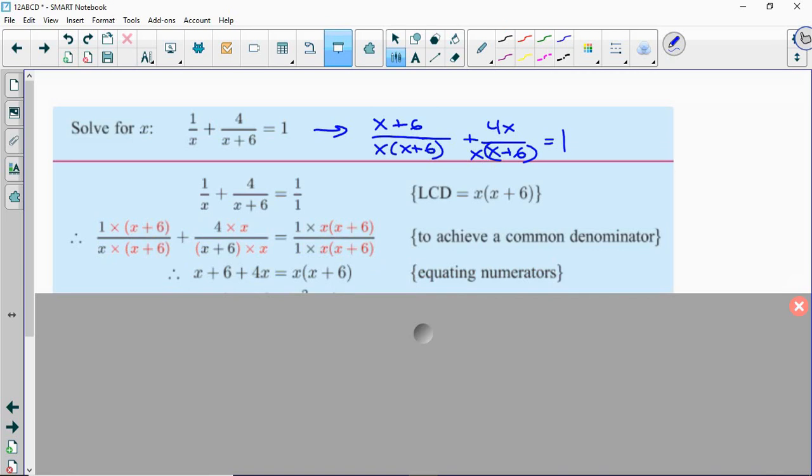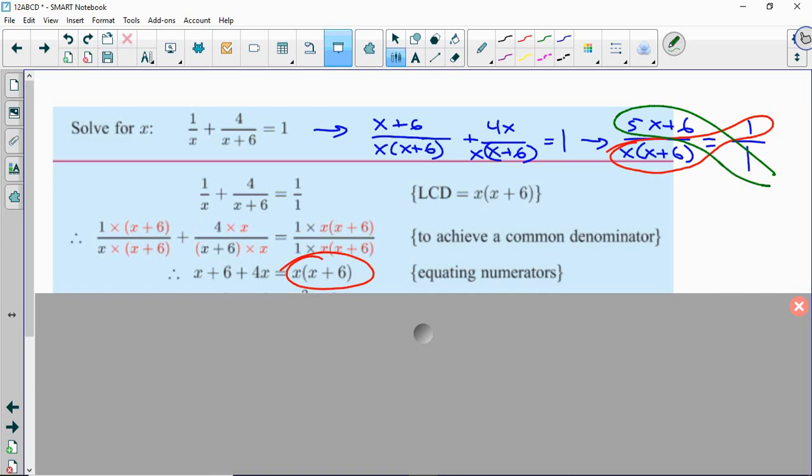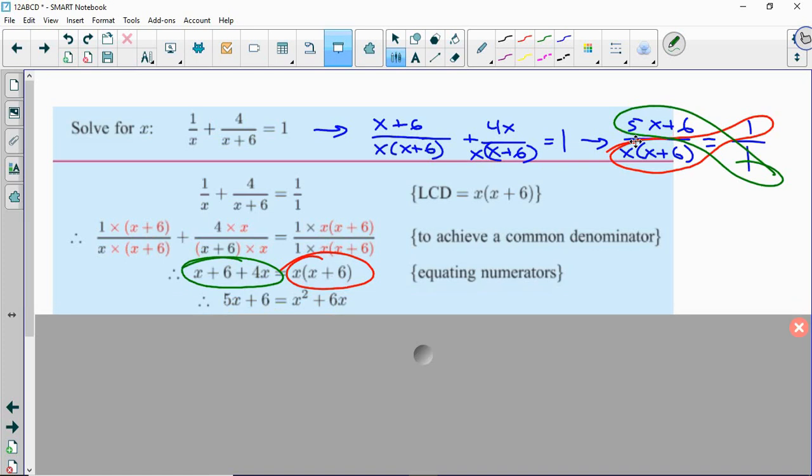You could get them a common denominator and then put them together into one fraction. And then from there, we could cross multiply x times x plus 6 times 1, set that equal to 1 times 5x plus 6. And again, we're getting to the exact same place that the book's method was, so whatever.